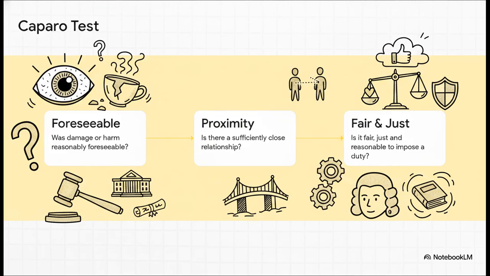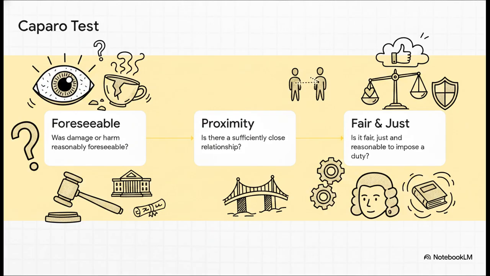Enter Caparo v. Dickman in 1990. The House of Lords scrapped their old piecemeal approach and laid down this exact three-part test. First years, you absolutely must memorize this for your exam. To establish a duty of care in a novel situation today, you have to prove three things. 1. Is damage or harm reasonably foreseeable? 2. Is there sufficient proximity between the claimant and defendant? And 3. Is it fair, just, and reasonable to impose a duty?